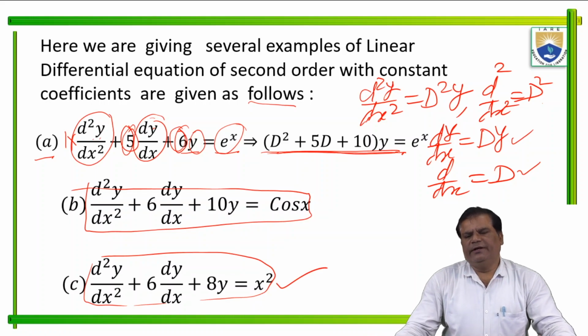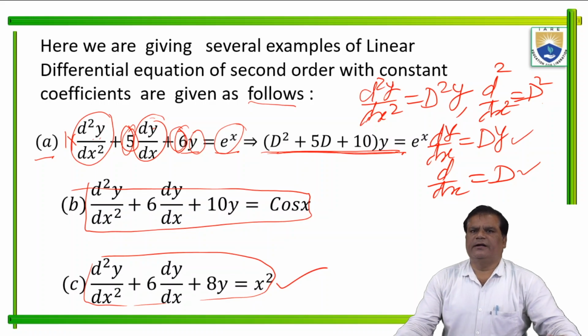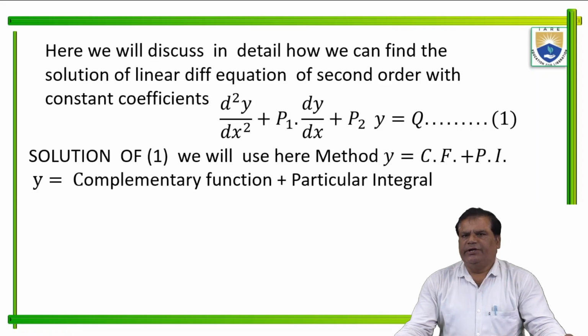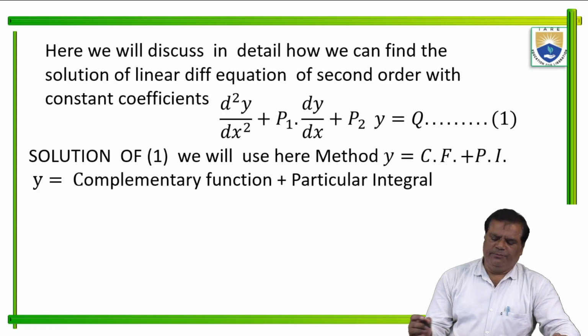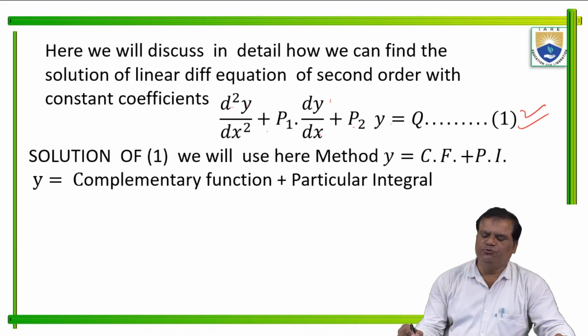So here we have given three examples, which are known as a linear differential equation of second order with constant coefficient. Here we will discuss in detail how we can find the solution of a linear differential equation of second order with constant coefficient. So here we take the general equation d2y over dx2 plus p1 dy over dx plus p2y is equal to q. This is equation 1.